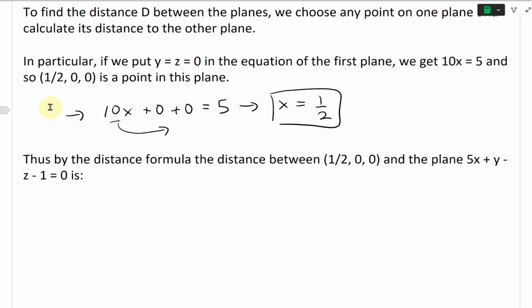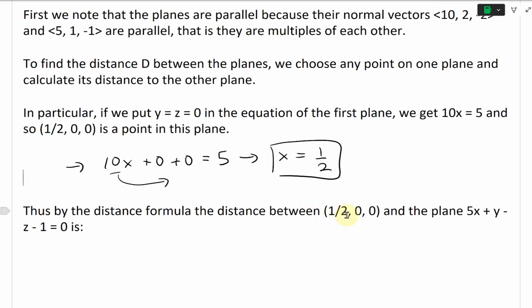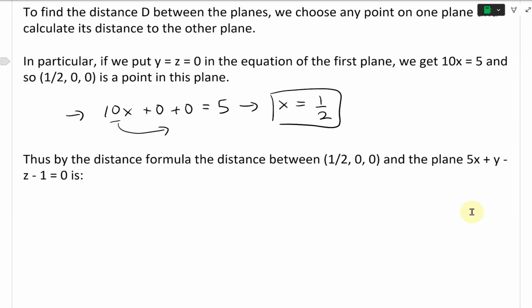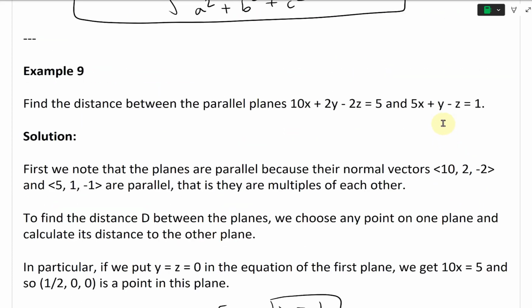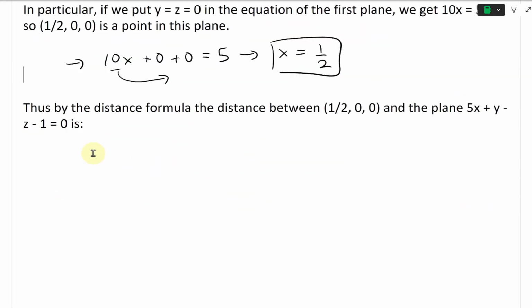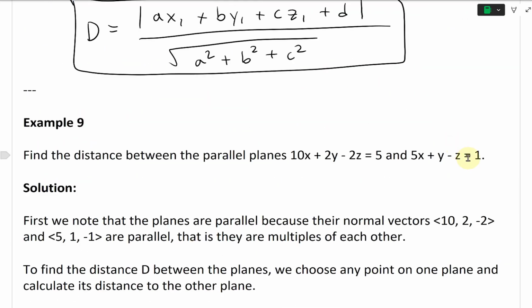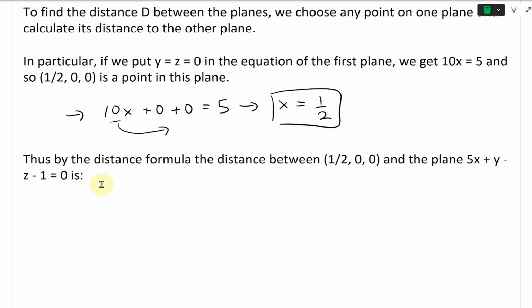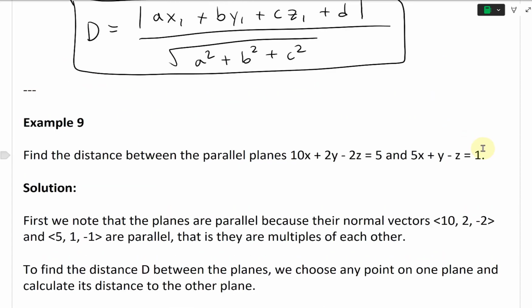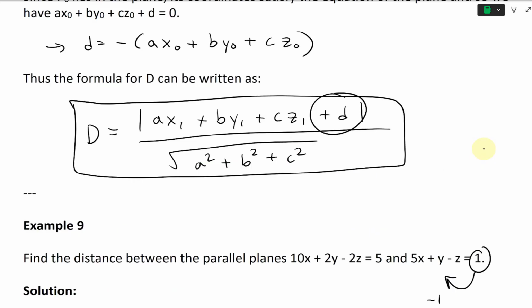Alright, so we could apply the distance formula. By the distance formula, the distance between this point (1/2, 0, 0) on the first plane and the second plane, 5x plus y minus z equals 1, which is 5x plus y minus z minus 1 equals 0. This is correct, because what the calculus book did is it just took this 1 and moved it over. So we have this format, and that's going to be d. D is equal to negative 1.